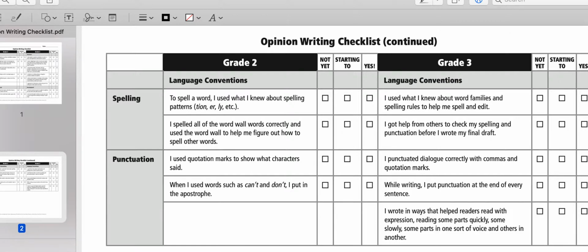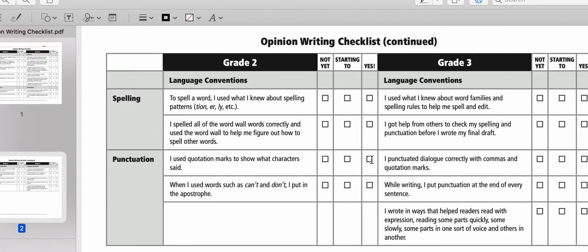You're going to look at the very first one, and it says, I used quotation marks to show what character said. If you use quotation marks in your opinion writing to help prove your point, then you would mark a yes on that category. And then remember what we do. You're going to go back in your writing, and with a little sticky, you're going to mark and write on there quotation marks so that you prove, yes, I did that.